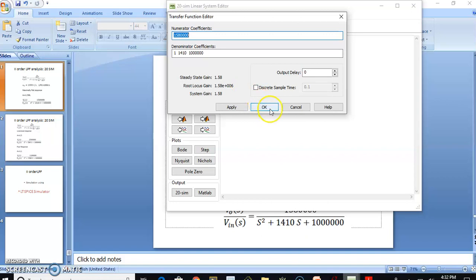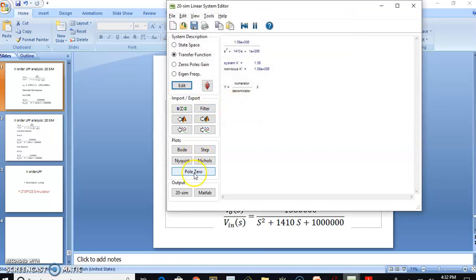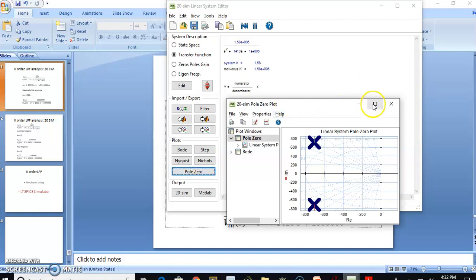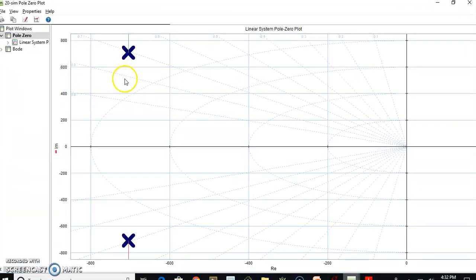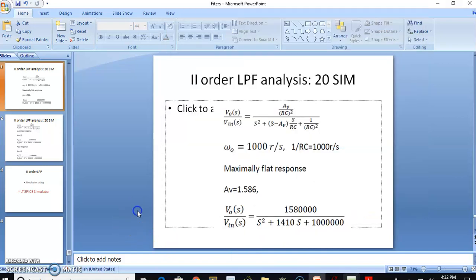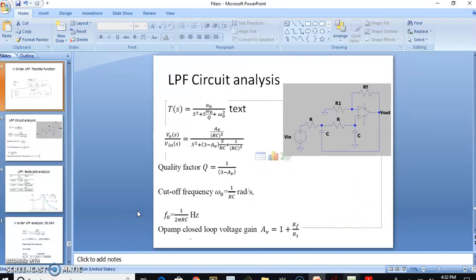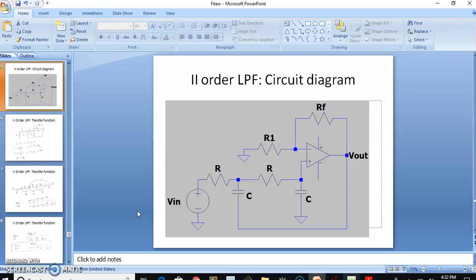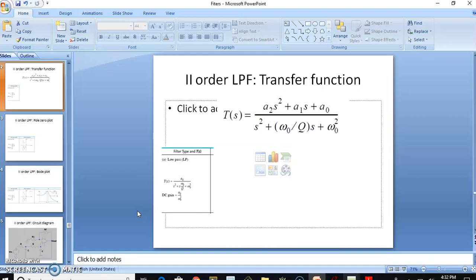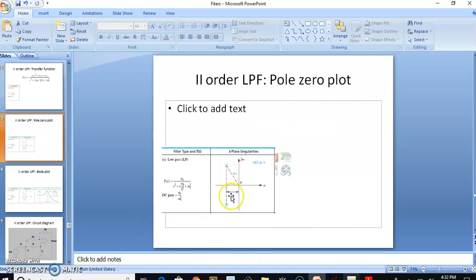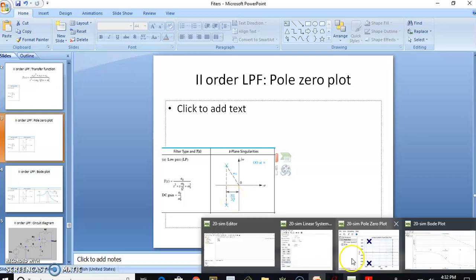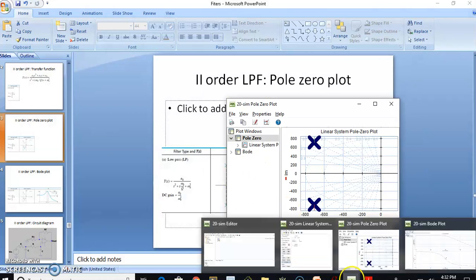With these you can see the location of poles and zeros. Since the zeros are at infinity, we can't see them here. You can see the poles are located at a particular point, which corresponds to omega naught by 2Q, which is given over here in the expression. The poles are located at omega naught by 2Q. So let us go back to 20-sim and try to see the response of it.